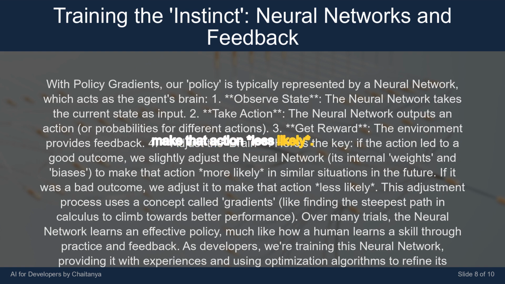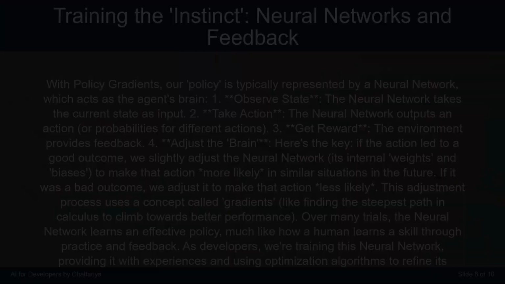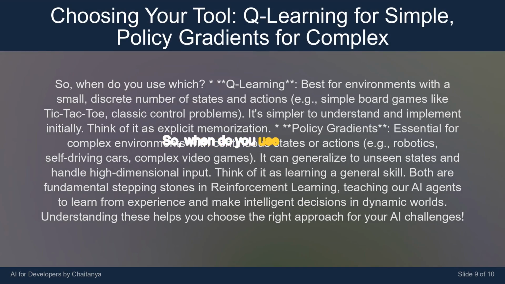This adjustment process uses a concept called gradients, like finding the steepest path in calculus to climb towards better performance. Over many trials, the neural network learns an effective policy, much like how a human learns a skill through practice and feedback. As developers, we're training this neural network, providing it with experiences and using optimization algorithms to refine its decision-making ability. So, when do you use which?